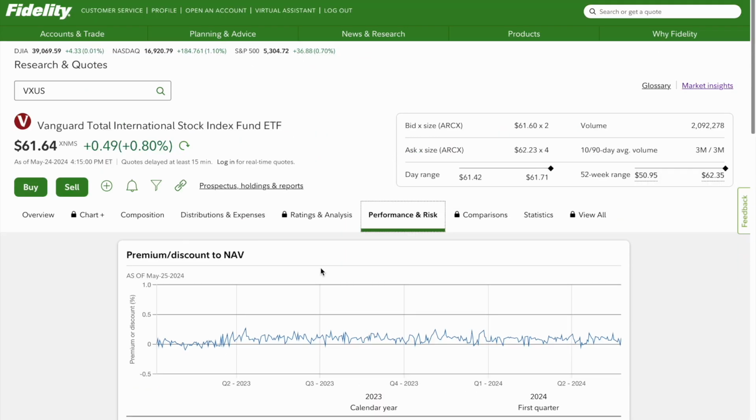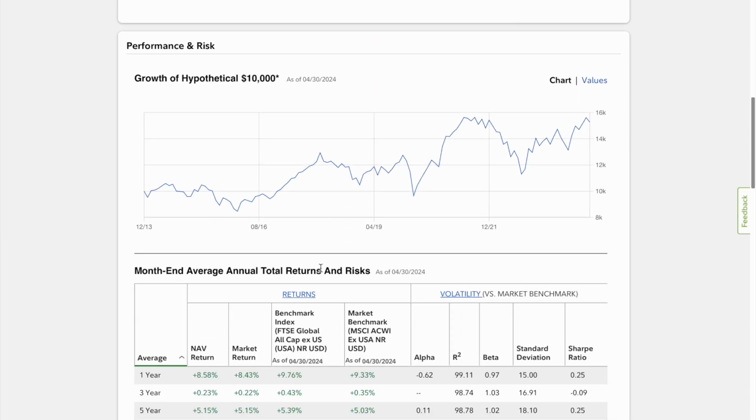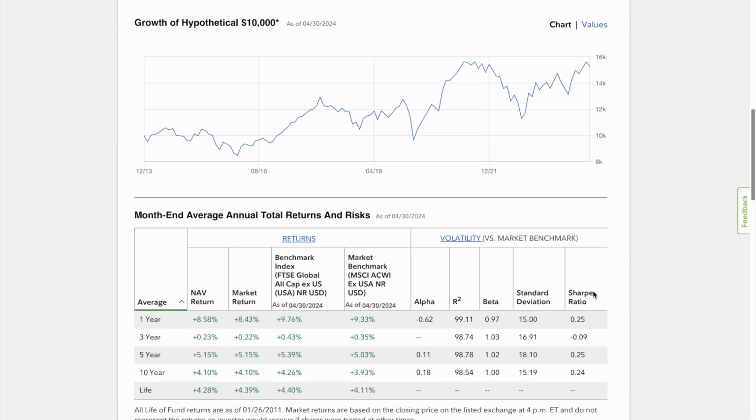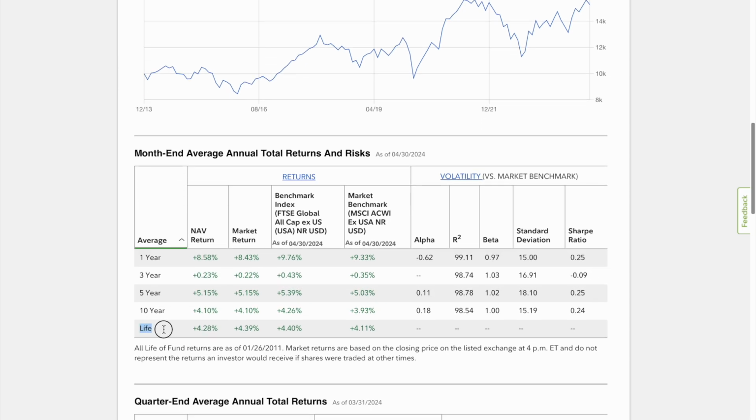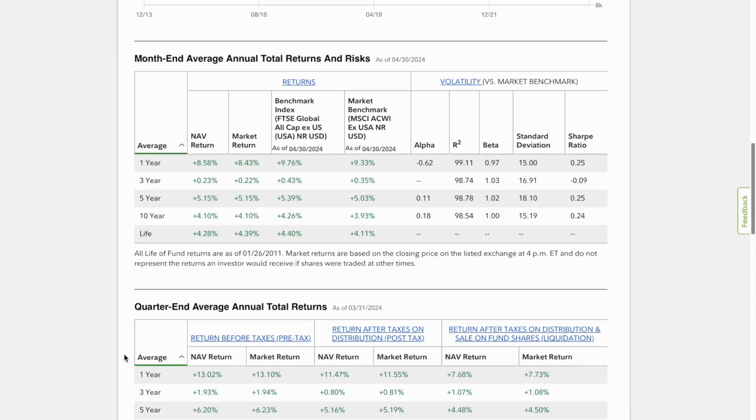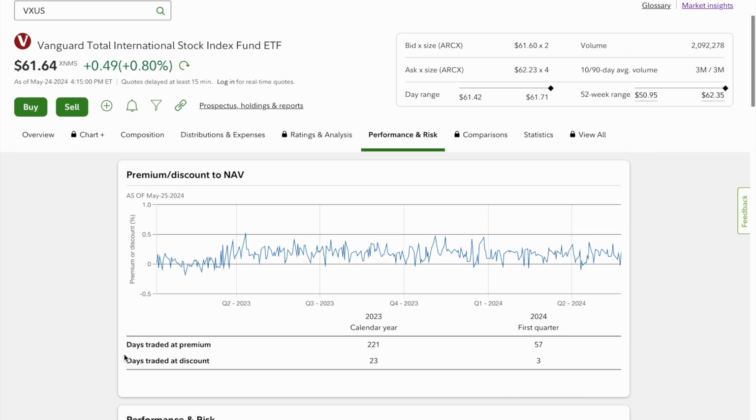Next, looking at the performance and risk, your hypothetical growth of $10,000 in 2013, if you look at this line right here, $10,000, it would have grown to about $15,500 in that area. So this one has an average life gain of 4.28%. So a little bit lower, and you have to remember it's holding 8,600 companies. So not 8,600 companies are going to do as well as the others.